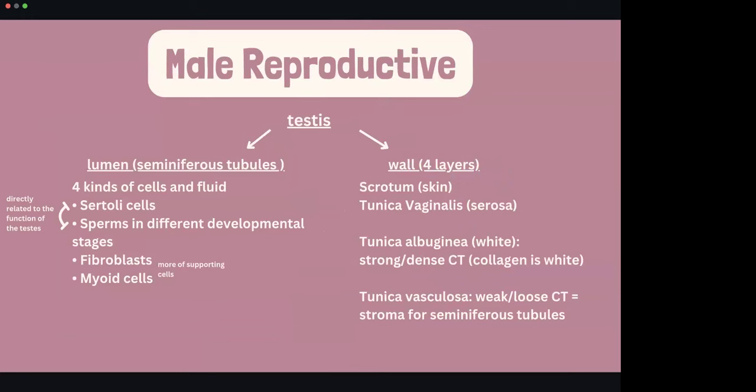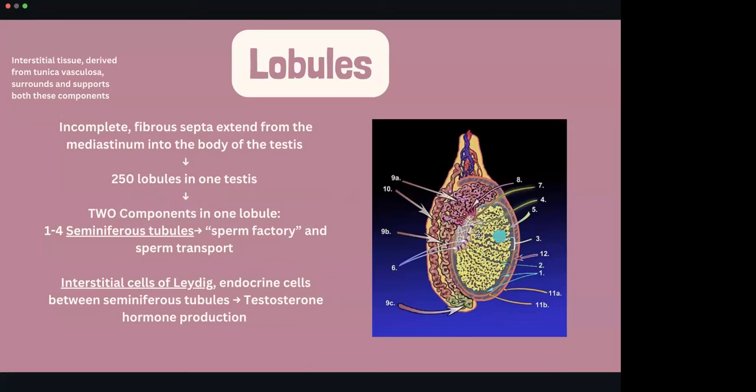So the fibrous septa extend from the mediastinum, this part here, and divide the testes into lobules. There are approximately 250 lobules in one testis. There are two components of each lobule: the seminiferous tubules and the interstitial cells of Leydig. The seminiferous tubules are lined by Sertoli cells, and they're the sperm factory and for sperm transport. The Leydig cells are the interstitial cells that surround these seminiferous tubules, and they produce testosterone.